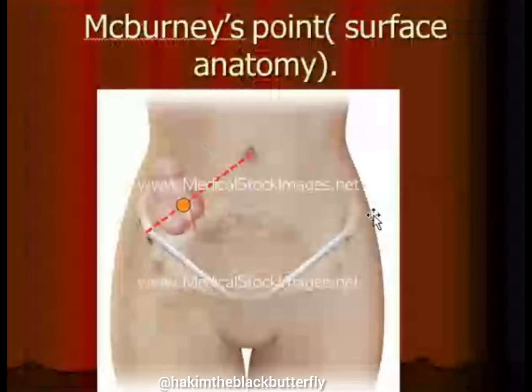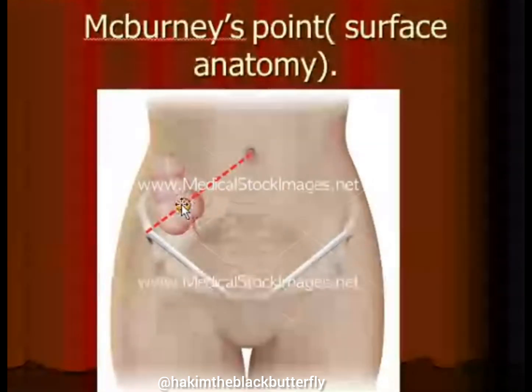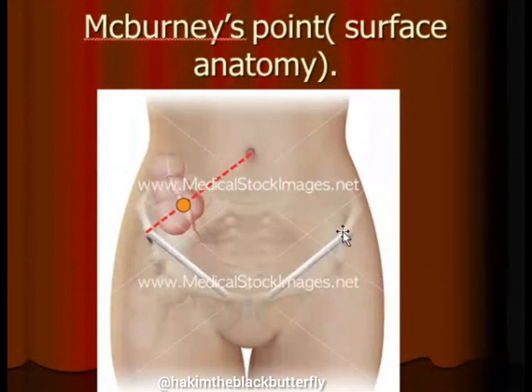So this point is known as McBurney's point. This point on the pelvic bone is known as the anterior superior iliac spine. These points are known as the anterior superior iliac spines. They are points on the pelvic bone anteriorly. And here we have our umbilicus.